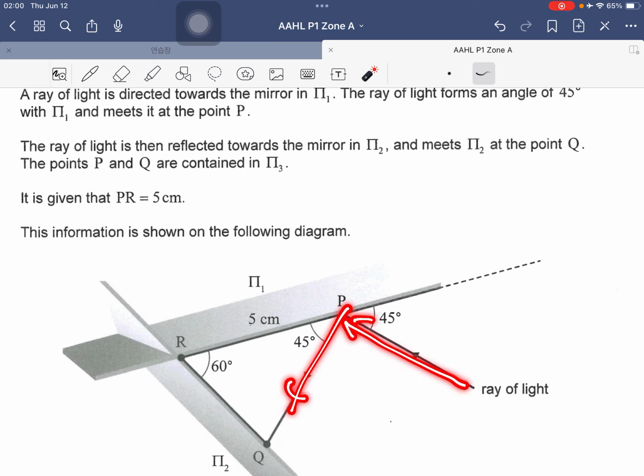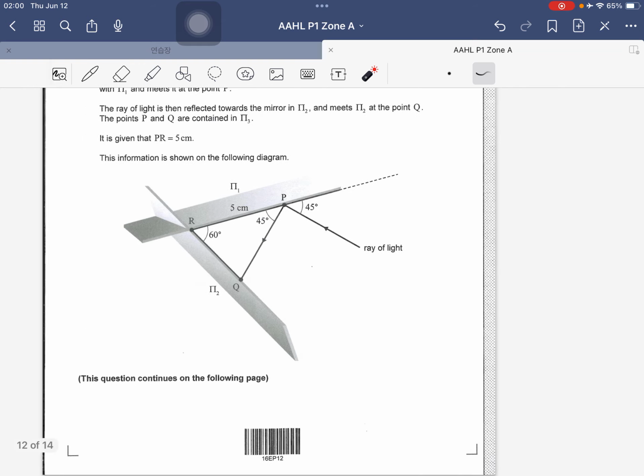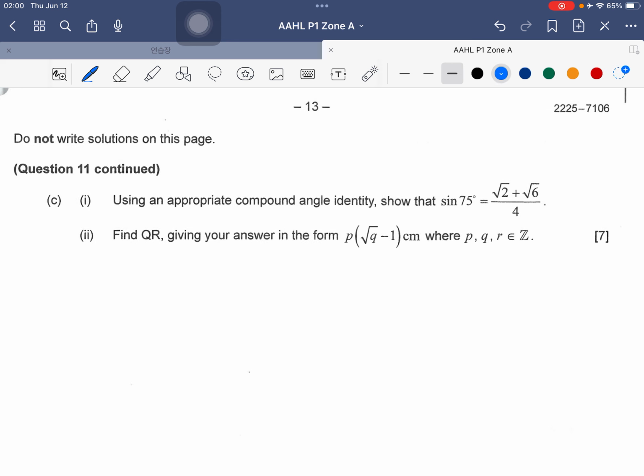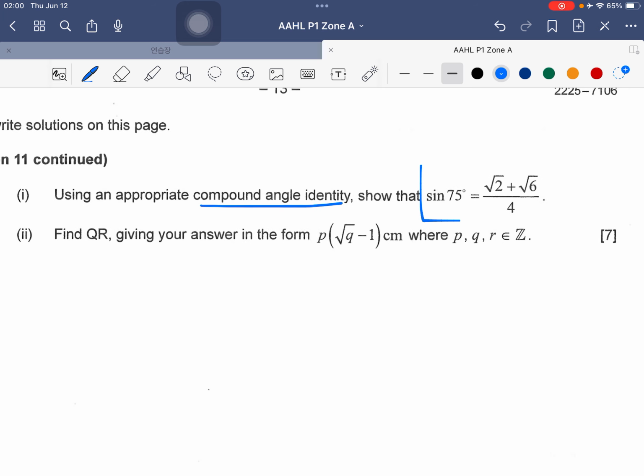the same as the outside angle, 45 degrees. It then meets pi 2 at the point Q over here. It is given that PR, the distance from here to there, is 5 centimeters. Using the appropriate compound angle identity, show that sine 75 is the same as this one.